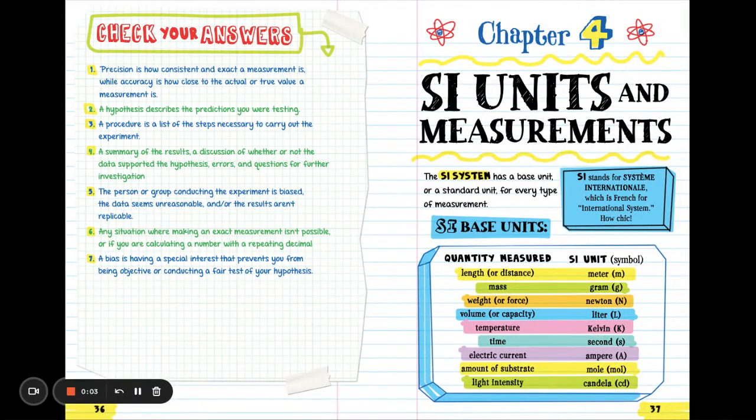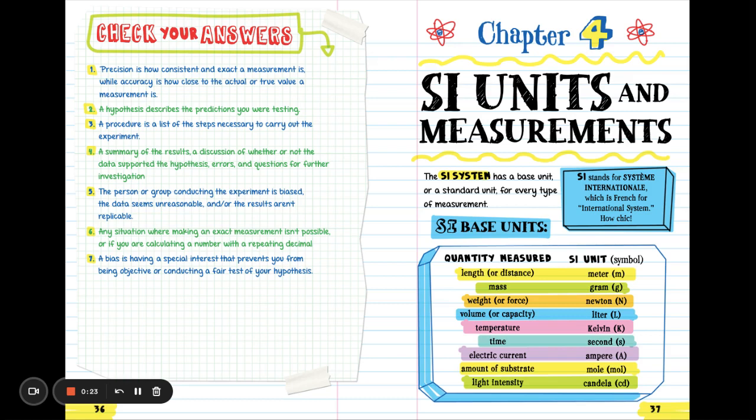SI units and measurements. The SI system has a base unit or standard unit for every type of measurement. SI stands for Sistema Internazionale. Oh, I said that like I was Italian, but it's French. Oh, whatever. Which is French for international system. How chic. So if we're measuring length or distance, we're going to use meter.